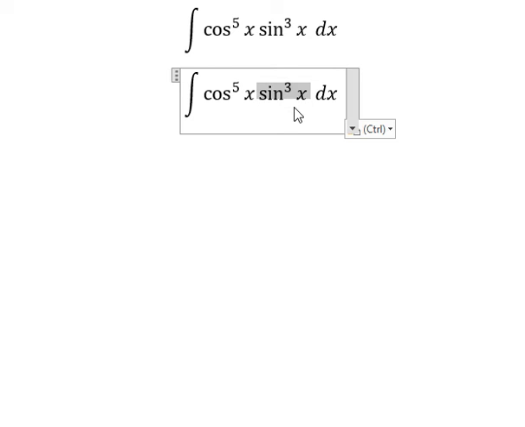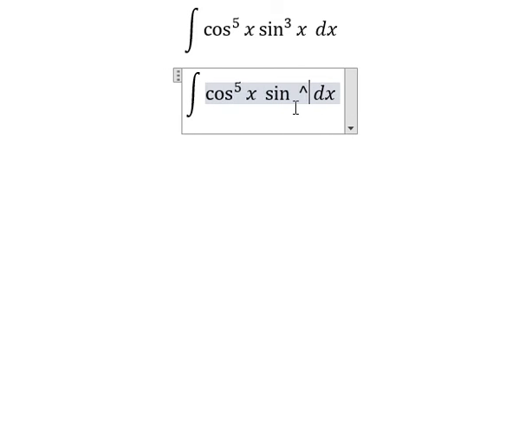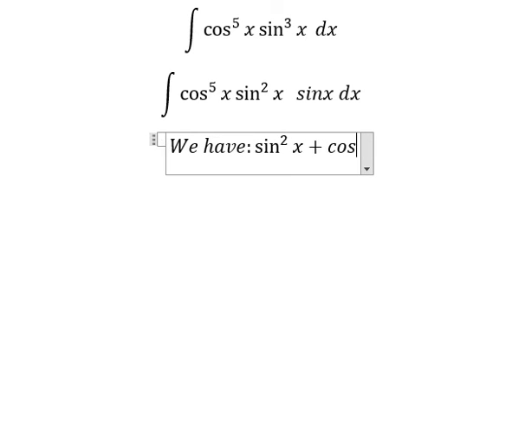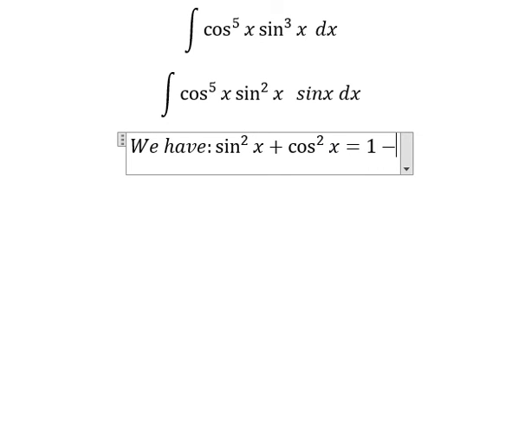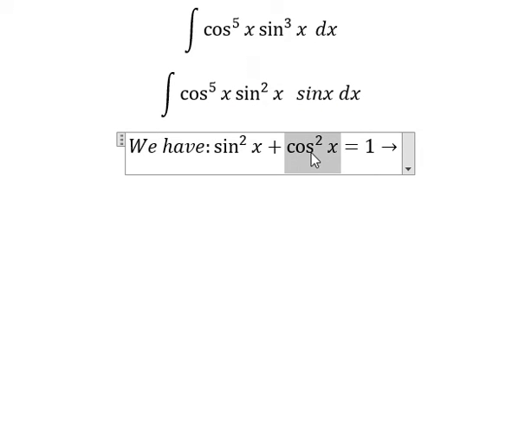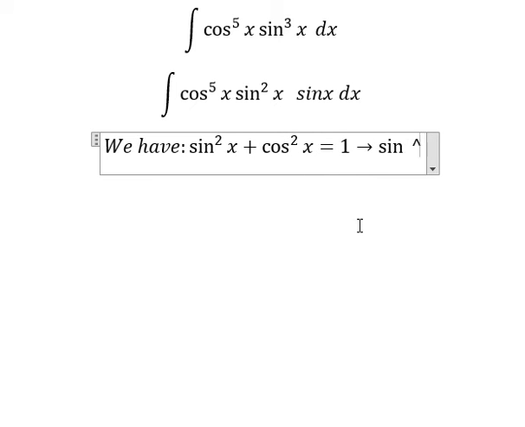About this one, we can change by sine x squared and sine x. Next, we have the formula in here: sine x squared plus cosine x squared equals number 1. Because we have cosine x squared, that means we need to put cosine x squared go to the right. And now we have like this.